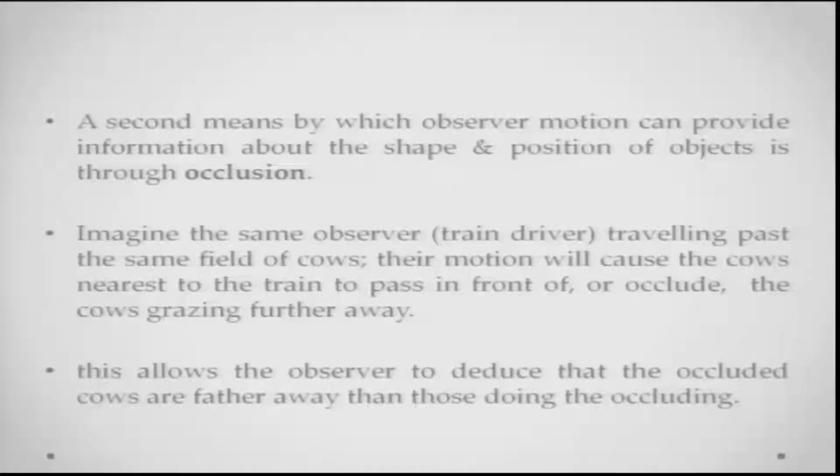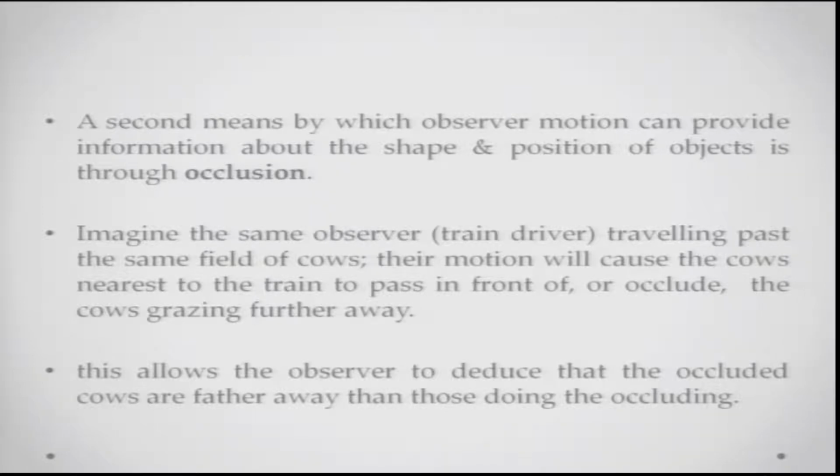A second means by which observer motion can provide information about the shape and position of objects is through occlusion. Occlusion is basically when something is hidden or occluded by something else. Imagine the same observer, the train driver, traveling past the same field of cows, and the motion will cause the cows nearest to pass in front of, or occlude, the cows grazing further away.